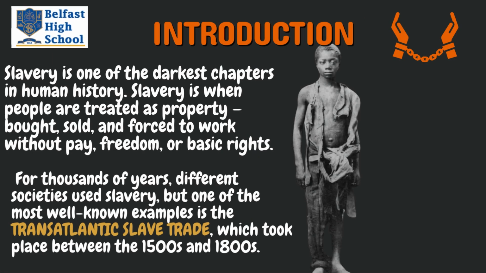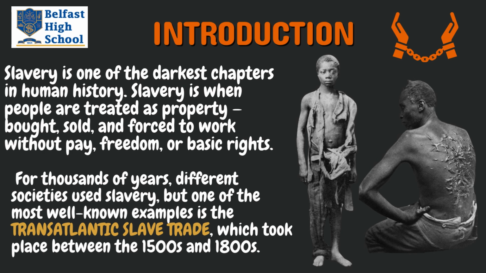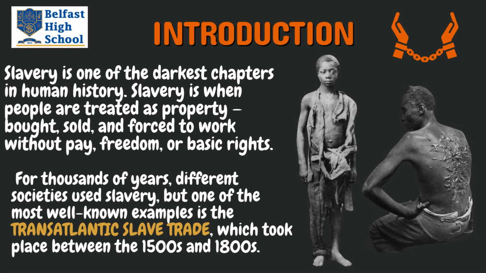So, slavery is one of the darkest chapters in human history. Slavery is when people are treated as property. They're bought, sold, and forced to work without pay, freedom, or basic rights. And for thousands of years, different societies have used slavery. But one of the best known examples in history is the transatlantic slave trade, which took place between the 1500s and the 1800s. So let's have a closer look at this.